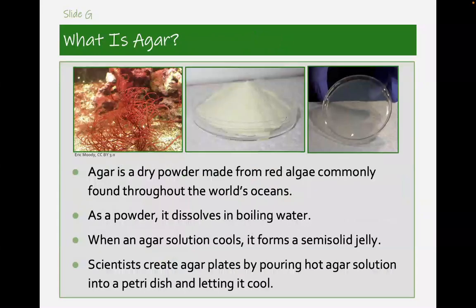To do this in a lab, we need to make agar, and agar is a dry powder made from red algae. So you take red algae from the ocean, you dry it out, you grind it up into a powder. You mix that powder with boiling water, it dissolves, and when it cools off, it forms a semi-solid jelly, and then they put bacteria on that agar and let it grow. So let's watch a quick video about how we make this agar stuff.